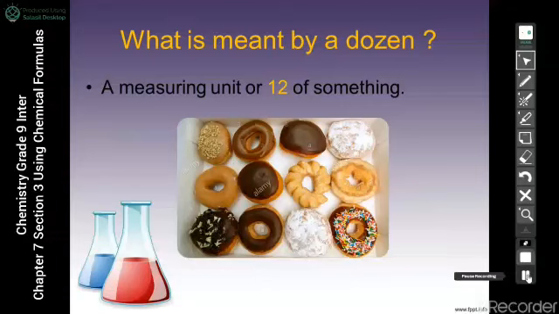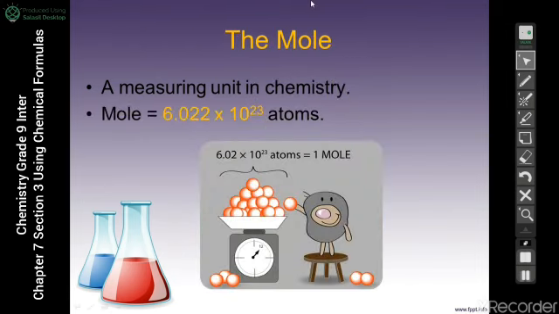Second part in this section, we are going to talk about a measuring unit. But before we do that, what is meant by a dozen? A dozen is a measuring unit of 12. If I said 12 books, it means a dozen books. The same idea is applied in chemistry, but our dozen is called the mole.